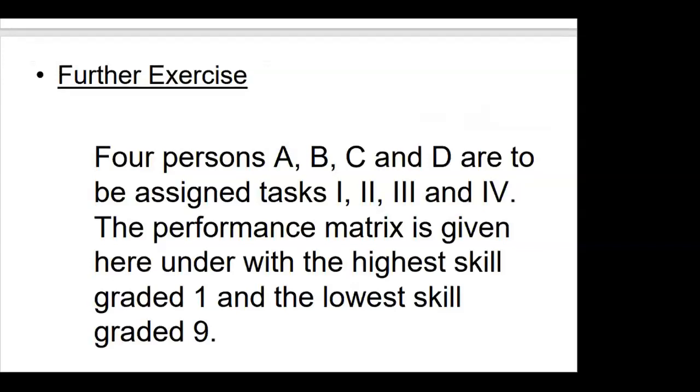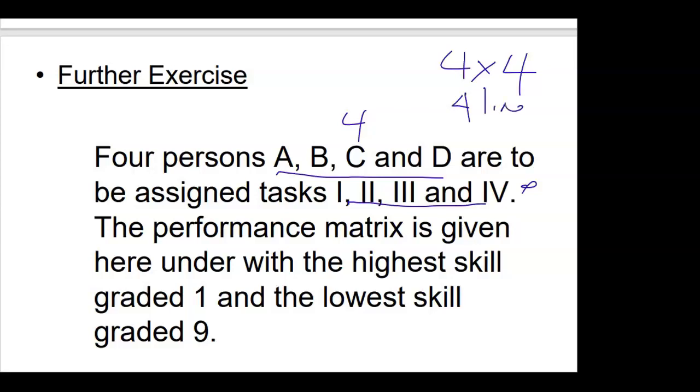Go back to it. Now let's look at this example. Four persons A, B, C, and D are to be assigned tasks 1, 2, 3, and 4. That means how many persons do we have? We have 4. How many assignments? 4. So that means it is a 4 by 4, and we'll be looking at 4 lines. The performance matrix is given here under, with the highest skill graded 1 and the lowest skill graded 9.